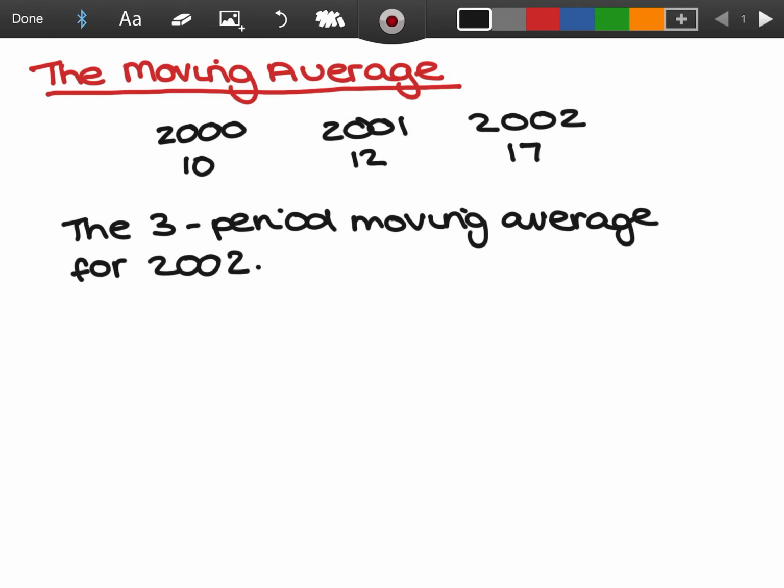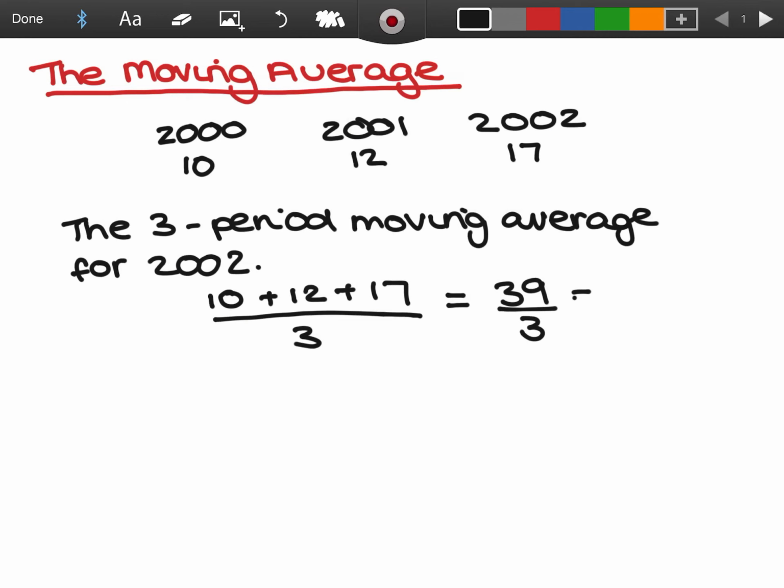So a 3-period moving average for 2002 would be 10 plus 12 plus 17 divided by 3, which would be 39 divided by 3, which is 13. So my 3-period moving average for 2002 is 13.